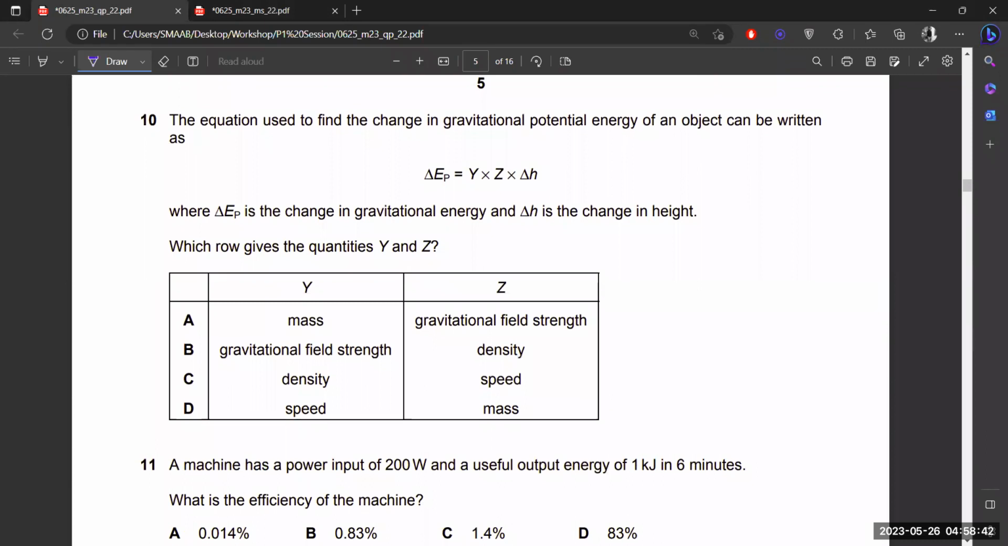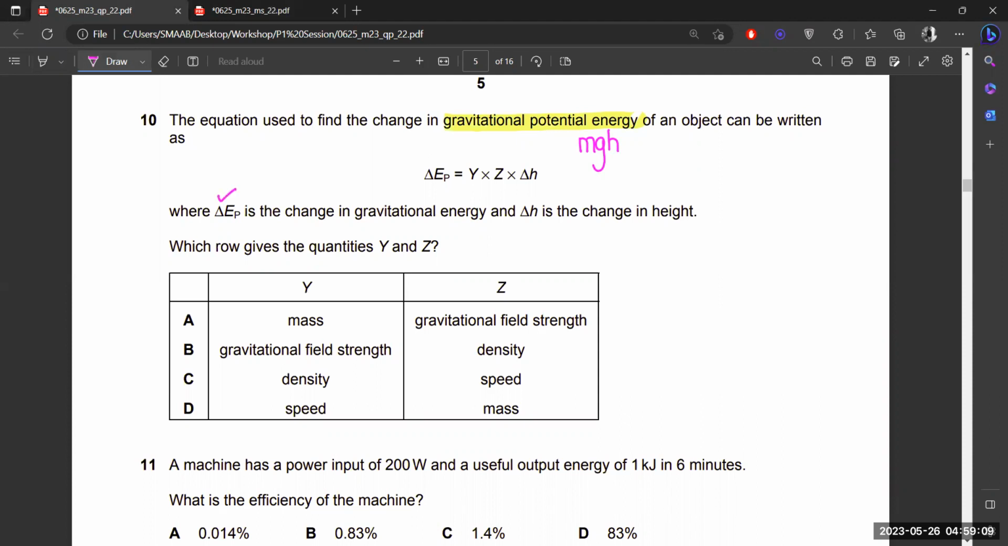Okay, question number 10: the equation used to find the change in gravitational potential energy. So they are talking about the equation of gravitational potential energy. Just recall that the original equation is equal to mgh of an object. Basically, there are some unknown symbols. Maybe the question will be to identify the original symbol.